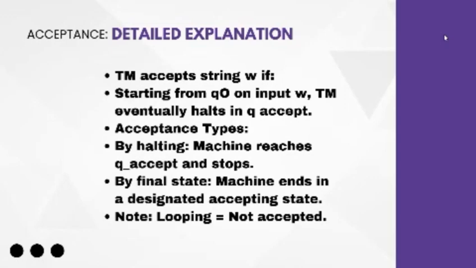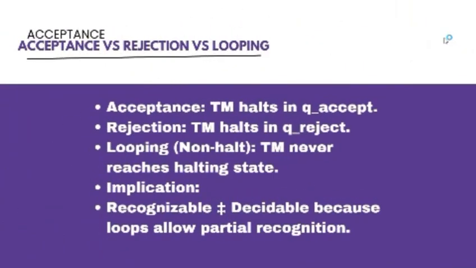Here, a Turing machine accepts a string when it enters the accepting state and stops. This means the machine has successfully processed the input. Acceptance basically means the machine reaches the accept state during its execution. Then the next slide is about the difference of acceptance, rejection, and looping.